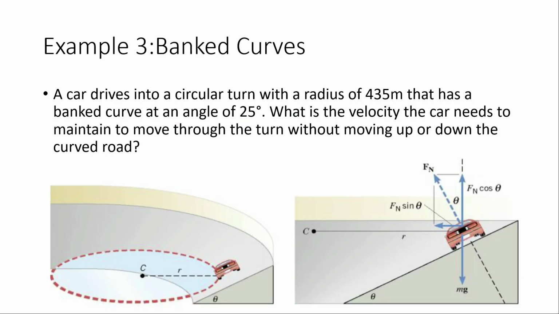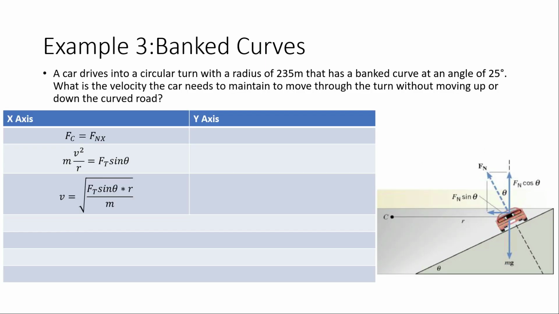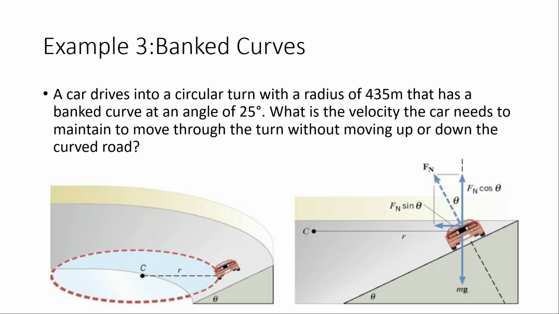The banked curve. So we have a car and it's driving into a circular turn with a radius of 435. Did I change that? I did. Sorry, everybody. Change that to 235 meters. I changed it in one of the slides, but I forgot to change it in the other slides. So remember, that's a 235 meter banked curve, and it's banked at an angle of 25 degrees. So what's the velocity that this car needs to maintain to go through the turn without sliding up or down the curved road?